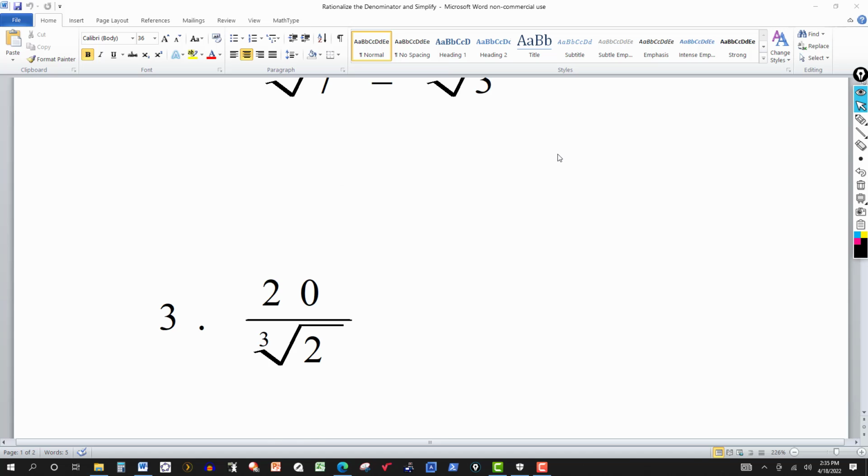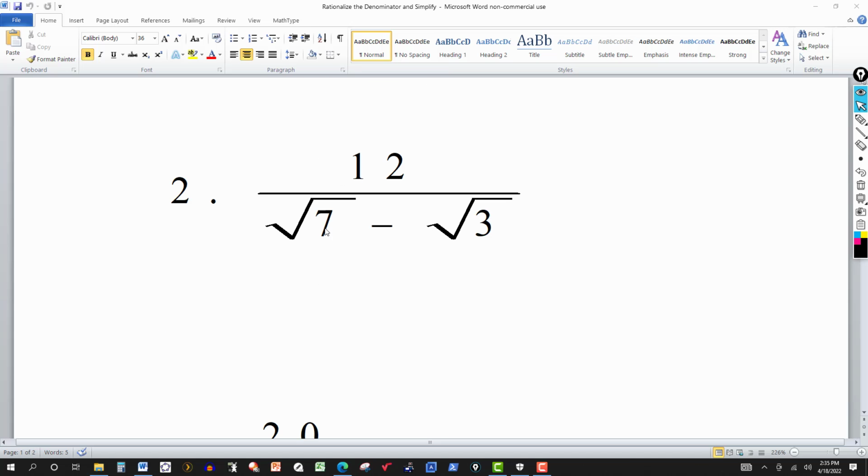We go to number 2. This one we have the square root of 7 minus the square root of 3. So we need to actually wind up squaring both of these in order to eliminate them. The best way to do that is to multiply by what is called the conjugate, especially when you have a square root. So I'm going to multiply the denominator by the square root of 7 plus the square root of 3. I can do that as long as I multiply the numerator by the same thing.